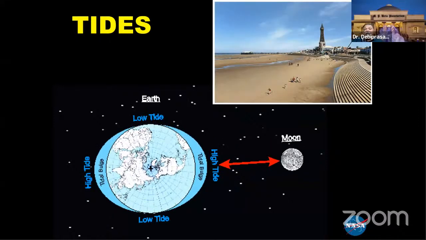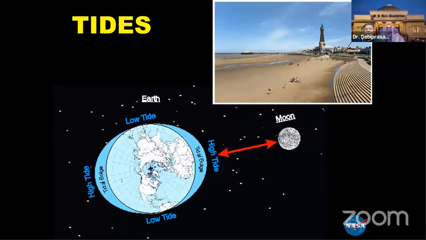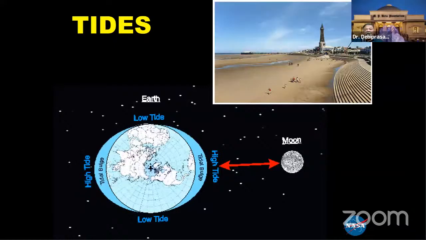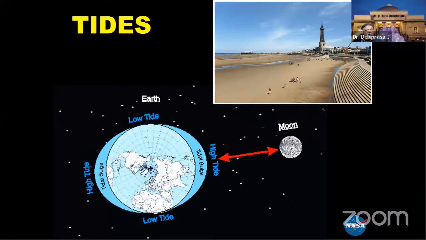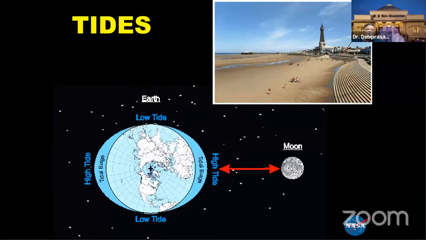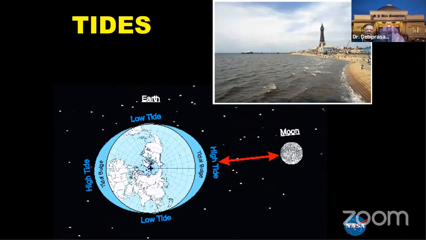So if I ask you the question, why does tide occur? Most of you know the answer. The tide occurs because the moon is attracting the water on the surface of the earth. But my friend, if you do a small calculation of G m1 m2 by r square, you can show the sun is attracting the water on the earth 47% more than the moon does. Then why do we always say it is the moon which is attracting?